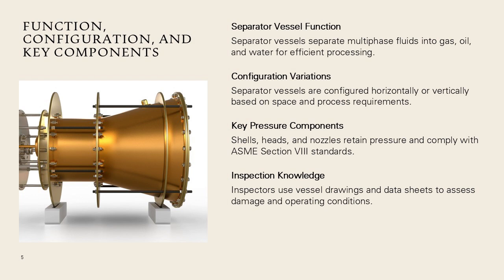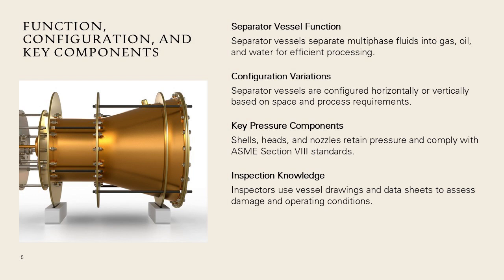Key pressure-retaining components include the shell, heads, and nozzles, which are designed and fabricated in accordance with ASME Section 8. Non-pressure components such as skirts, saddles, and support structures play a critical role in maintaining vessel stability and load transfer to foundations. Internally, separator vessels may contain inlet devices, baffles, weirs, vortex breakers, and demister pads, all of which influence flow patterns and can be sources of erosion, fouling, or corrosion.